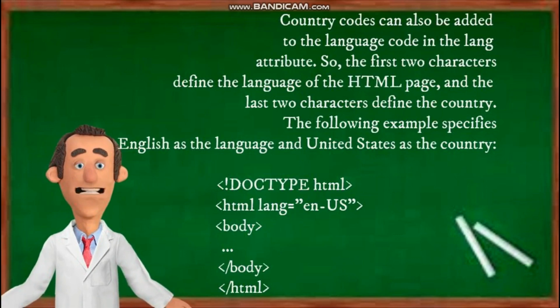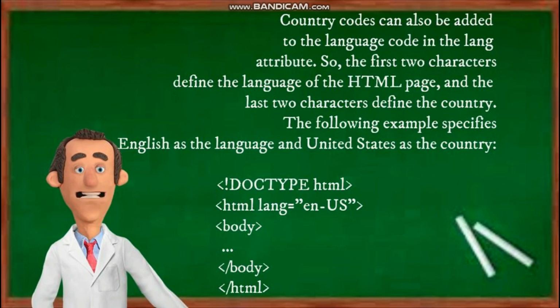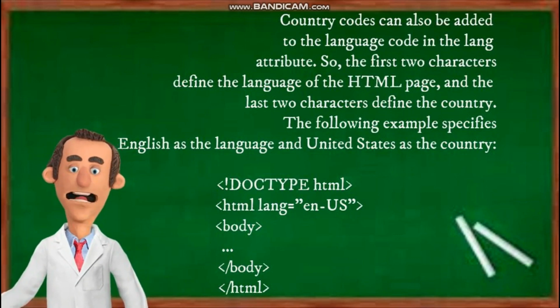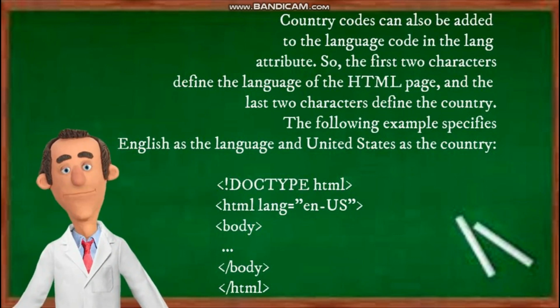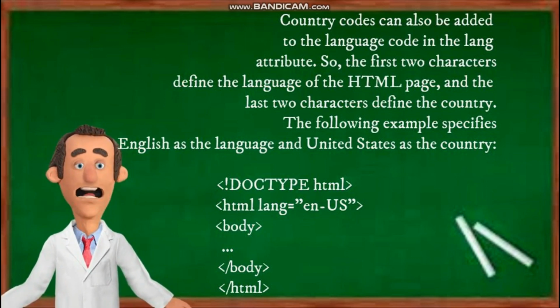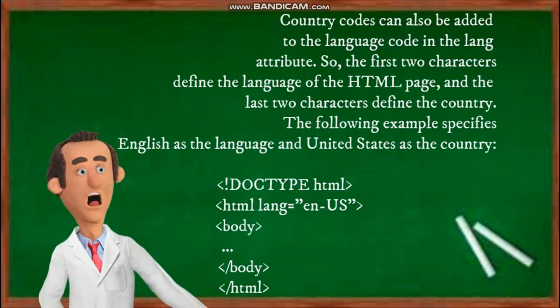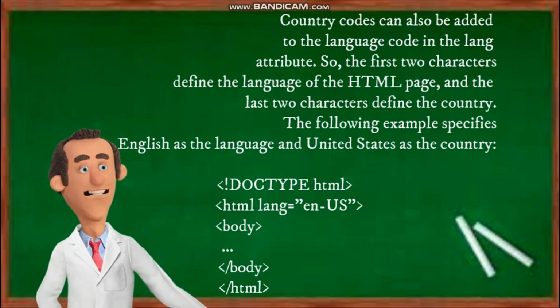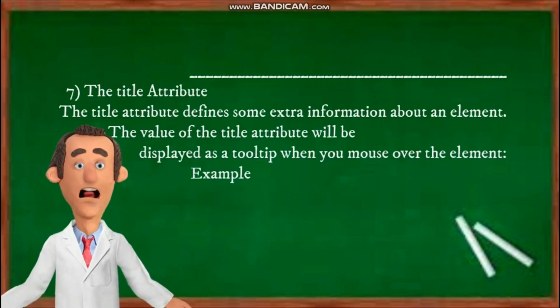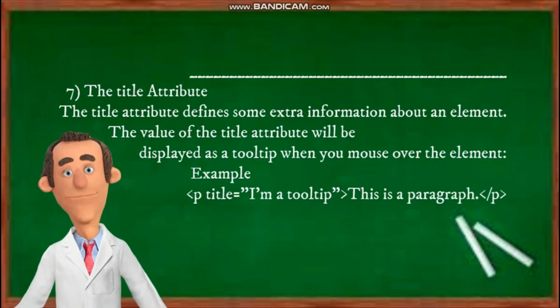Country codes can also be added to the language code in the lang attribute. So, the first two characters define the language of the HTML page, and the last two characters define the country. The following example specifies English as the language and United States as the country. !DOCTYPE html, html lang="en-US", body, /body, /html.